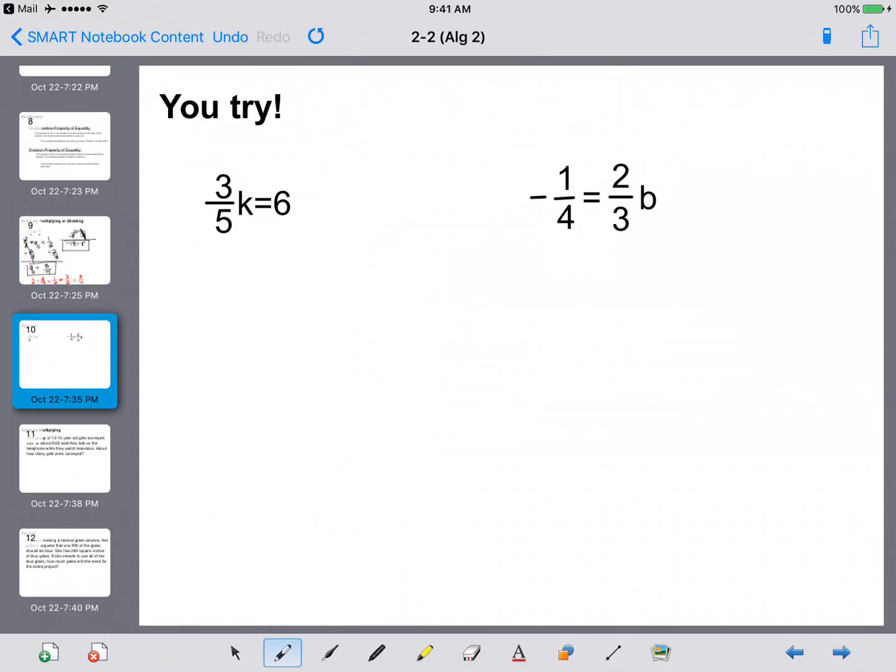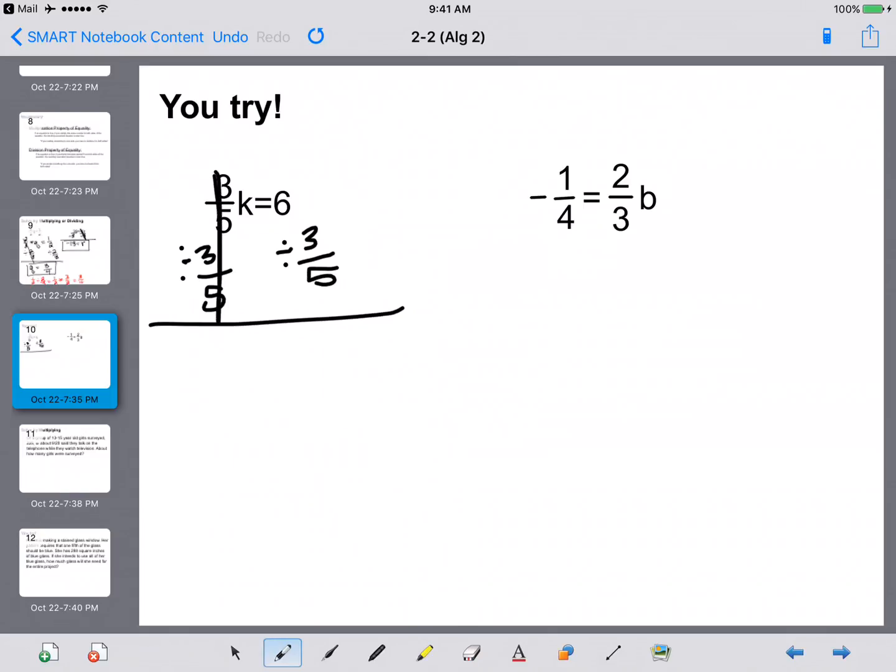So I want you to go ahead and try these ones and check back with me. Remember, it's easier to just keep your fractions and work the problem out on your own. So 3/5 k equals 6. That means that we've got 3/5 times k, so we need to divide by 3/5. What you do to one side, you do to the other.